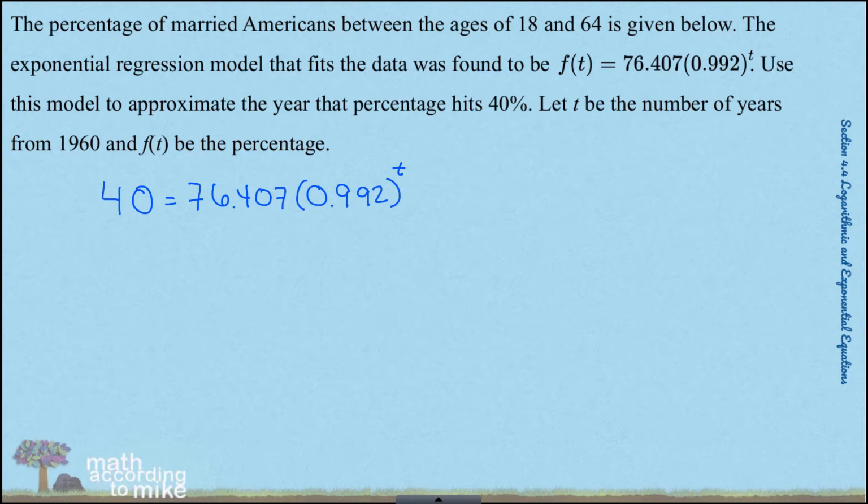T is currently in the exponent, which makes this an exponential equation. We cannot easily write both sides as the same base, meaning that we need to use a logarithm. Just as we had before, if your exponential term has a coefficient other than 1, you have to get rid of it. In this case, we're going to divide both sides by 76.407.